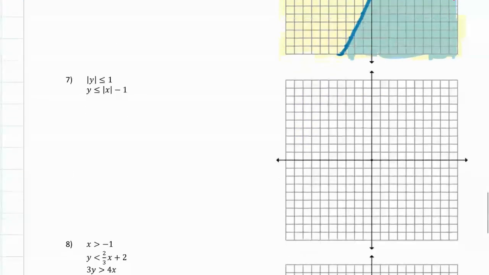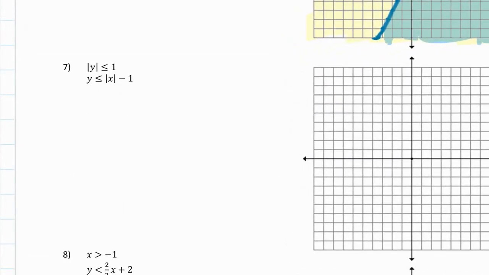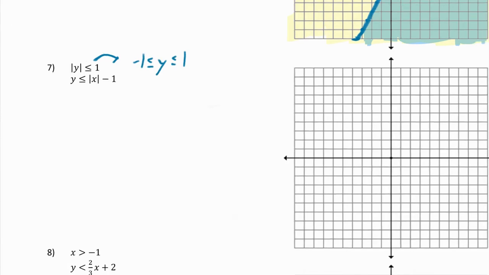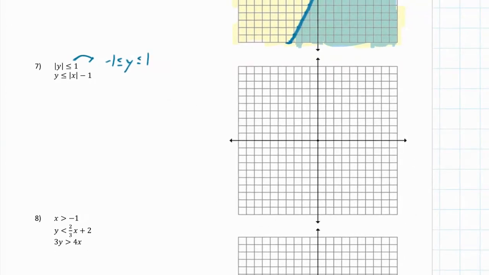Okay, let's move on to number 7. We have an absolute value. Do not let this mess you up. The absolute value of y less than or equal to 1 means that y is in between -1 and 1. And we can actually graph that really easily.